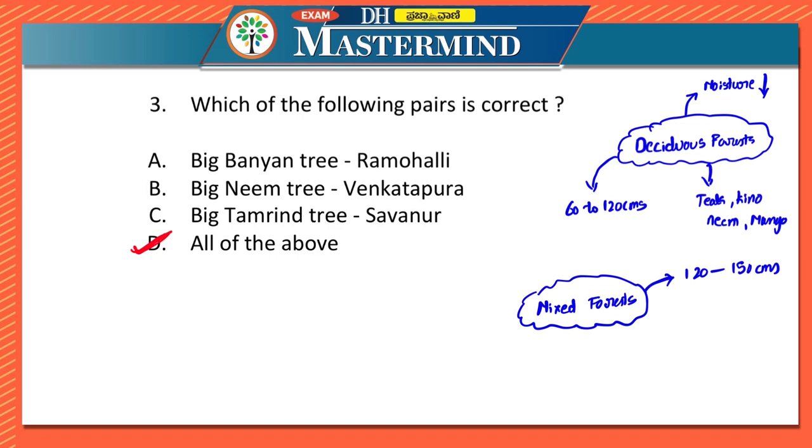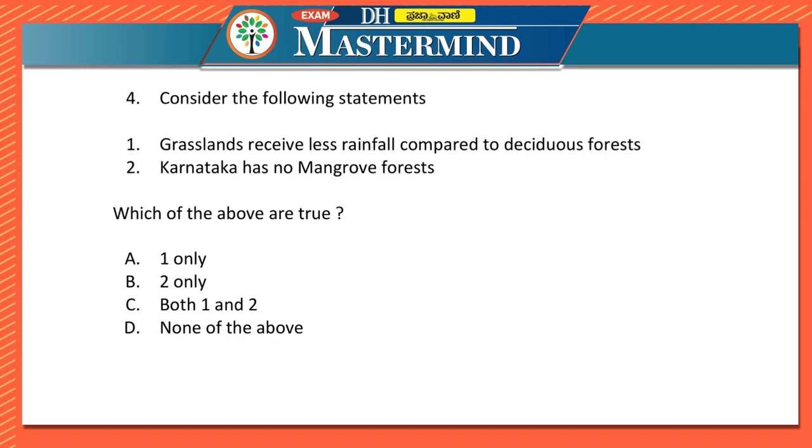These have mixed forest, and trees over here have commercial value. For example, bamboo is grown in mixed forest region only. There is also growth of teak, kino, mahogany, then there is sandal, jack, bamboo, etc., which are grown in abundance in mixed forest region. Next question.